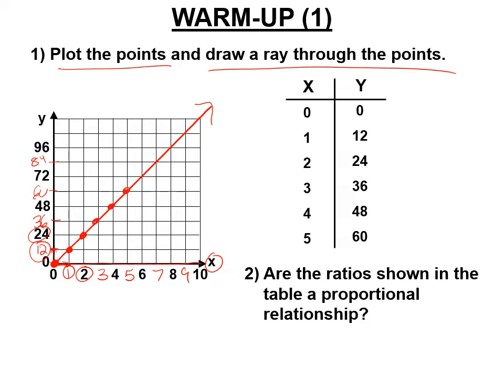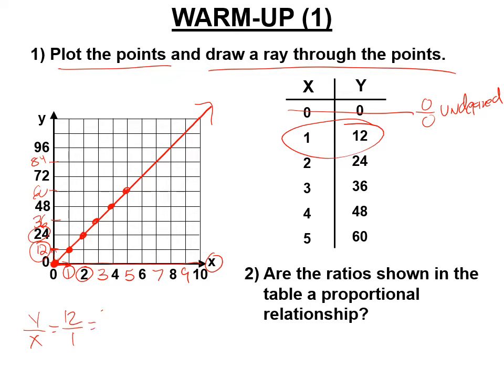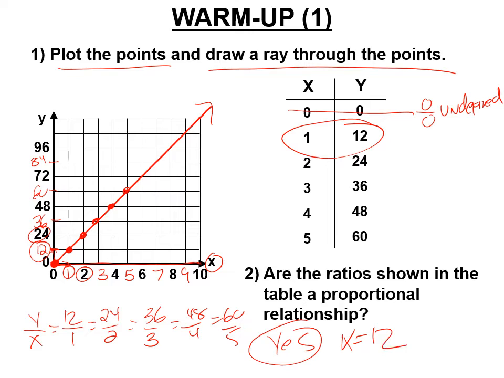So are the ratios shown in the table a proportional relationship? Well, first thing we're going to do is ignore 0, 0 because 0 over 0 is undefined. So we can't deal with that. But let's look at the other ones, right? And it's always y over x. We talked about that. So this is 12 over 1. This is 24 over 2. This is 36 over 3. Then it's 48 over 4. And 60 over 5. Are they the same rate? Yes, right? And hopefully we know the k here is 12. The k of this graph is 12. This is a proportional relationship.